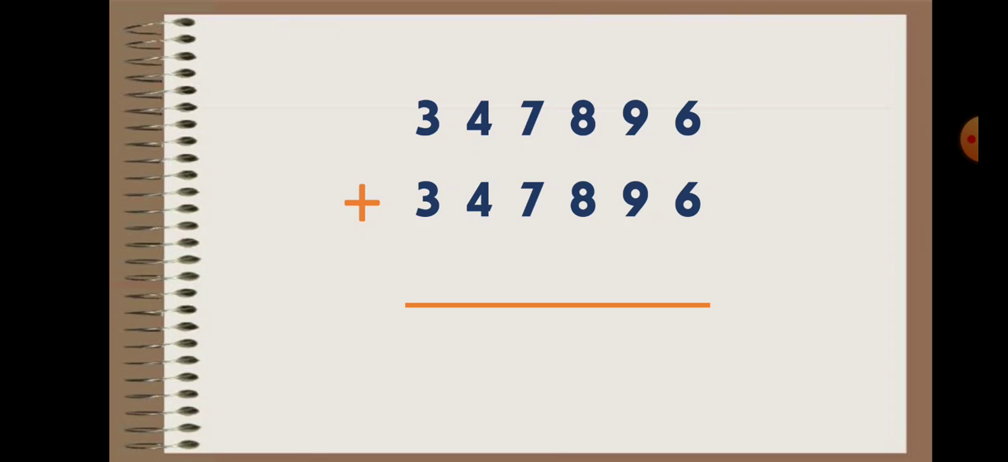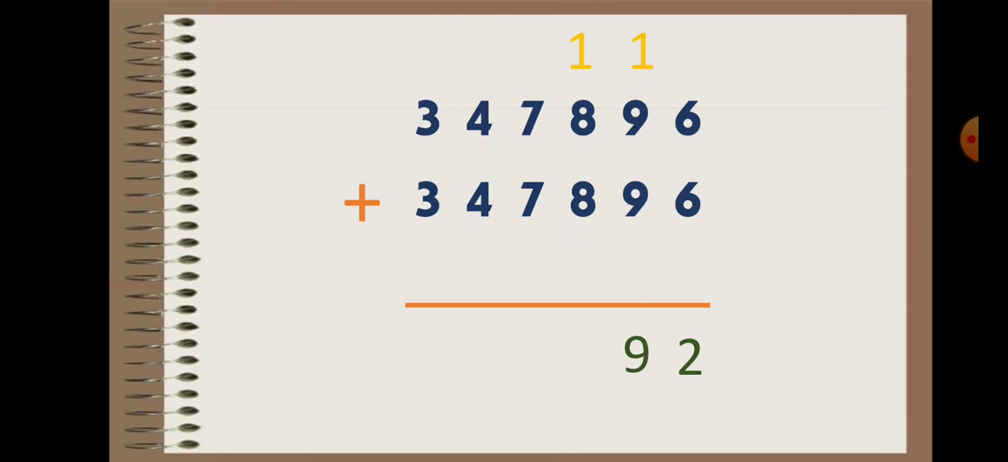6 plus 6 is equal to 12. So we will write 2 here and 1 will be carried over there. 9 plus 9, 18. 18 plus 1, 19. So 9 here and 1 will be carried over there.